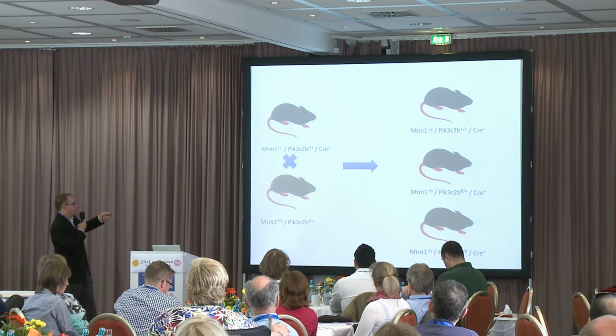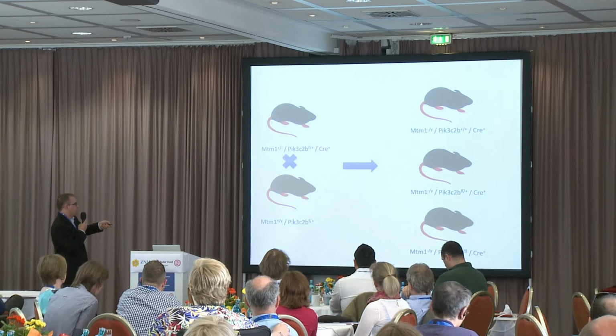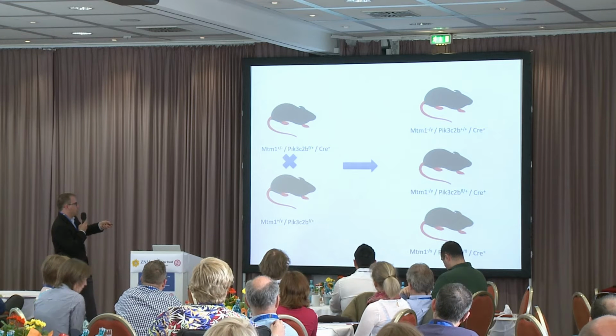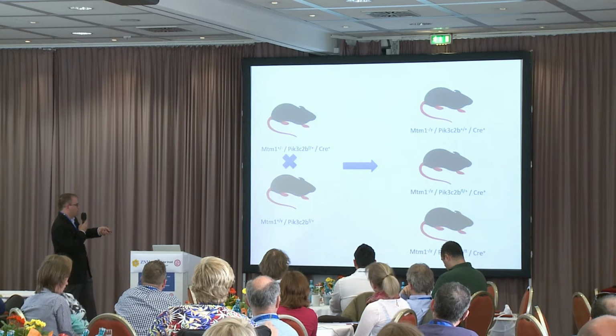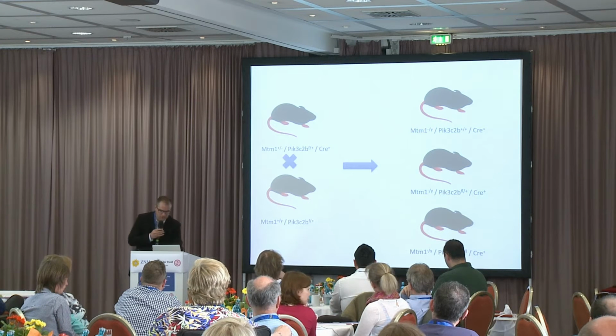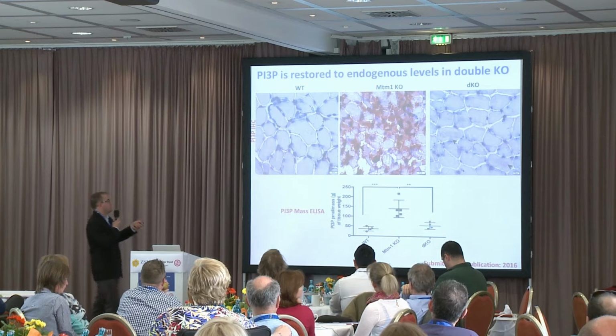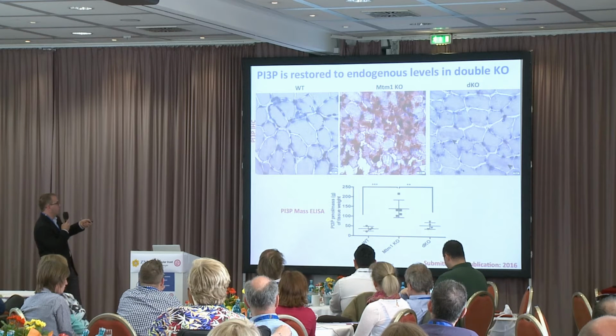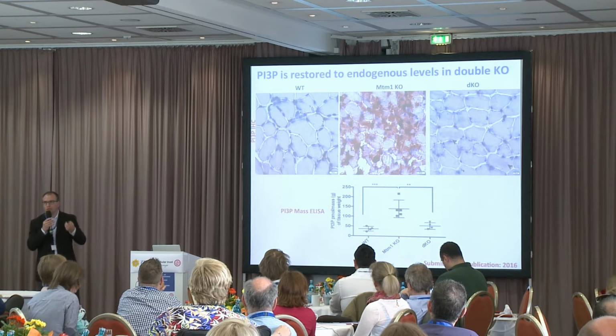One is the MTM model itself. One is the MTM model itself with just half the level of this PI3C2B. And one is the MTM mouse with no PI3C2B. So the first thing we were able to show is that when we did that, we saw what we were hoping to see, which is that the PI3P level, that lipid that accumulates in MTM and in the MTM1 mouse, goes back to basically normal when we get rid of the kinase.